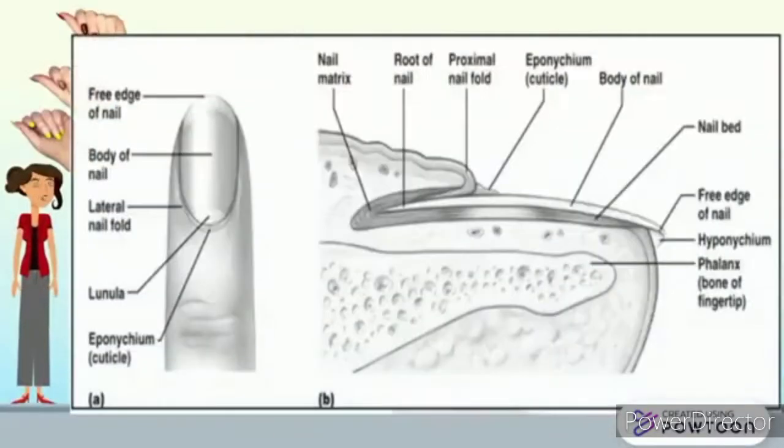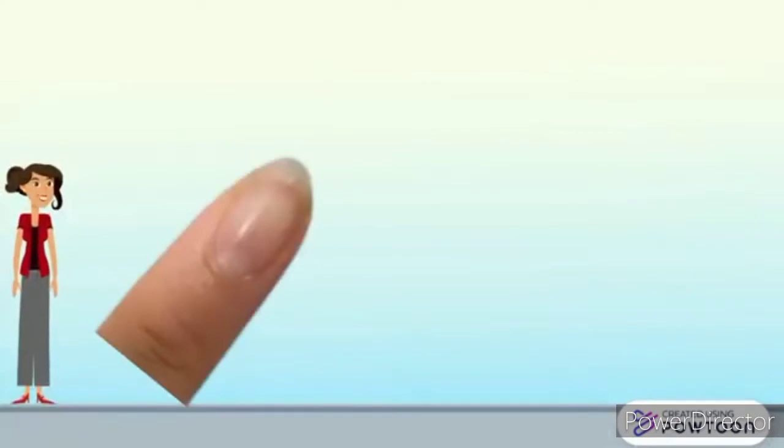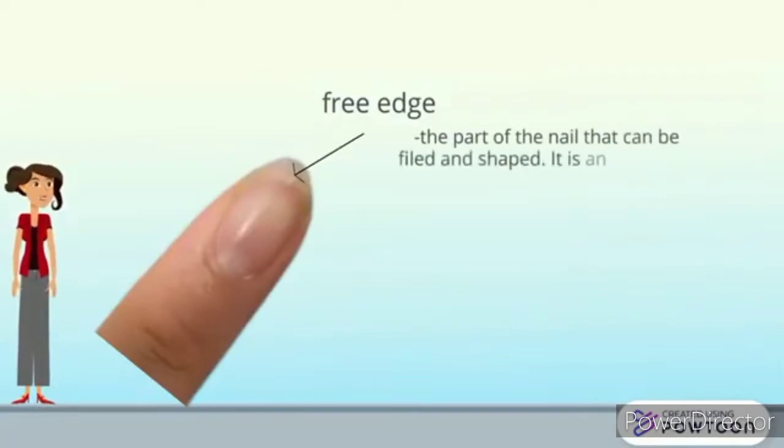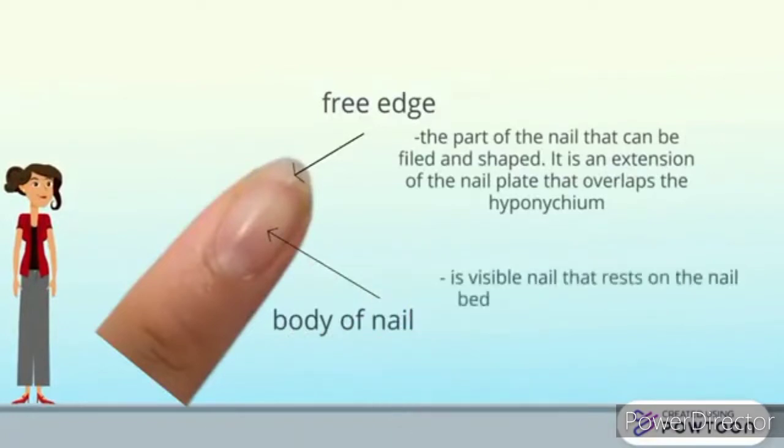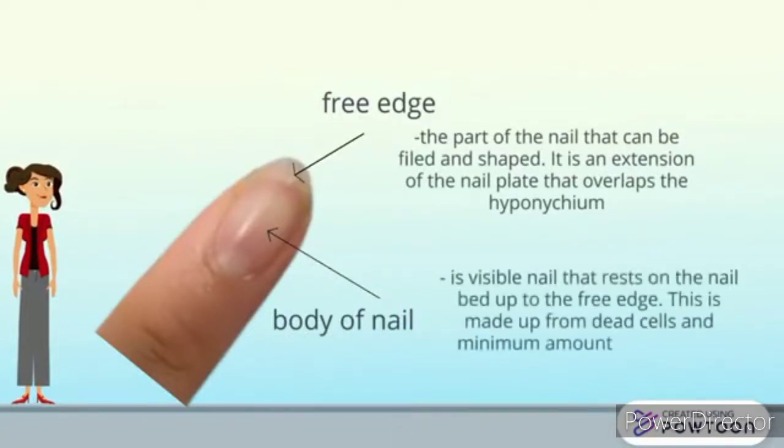The next part is the structures of nail. First, structure of nail is free edge. It is the part of the nail that can be filed and shaped. It is an extension of the nail plate that overlaps the hyponychium. Next is body of nail. It is visible nail that rests on the nail bed up to the free edge. This is made of brown dead cells and minimum amount of moisture.